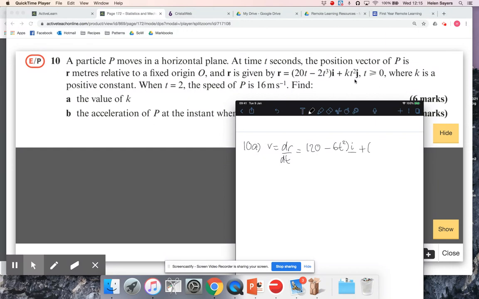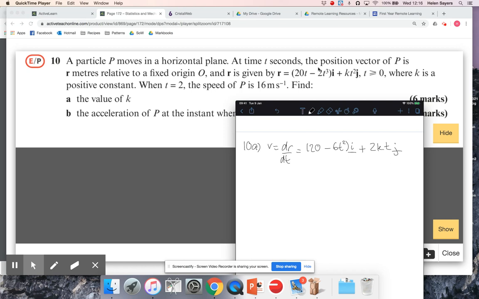And then looking at the j vector, I'm differentiating with respect to t. So it's the t that I'm differentiating, so I'm going to multiply by that power of 2, which I don't need brackets for this bit. And the k is just a constant, so that is going to get multiplied by the 2, and the t squared is going to differentiate down to t. And that's my j vector.